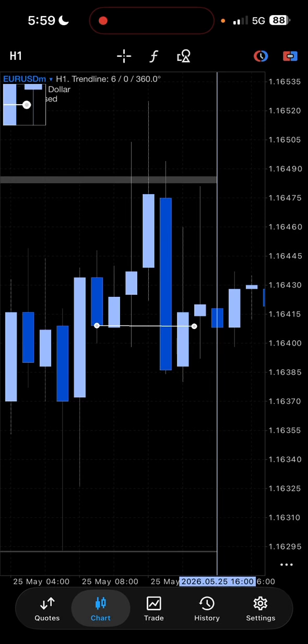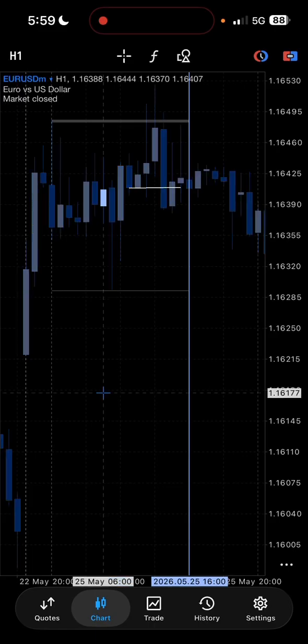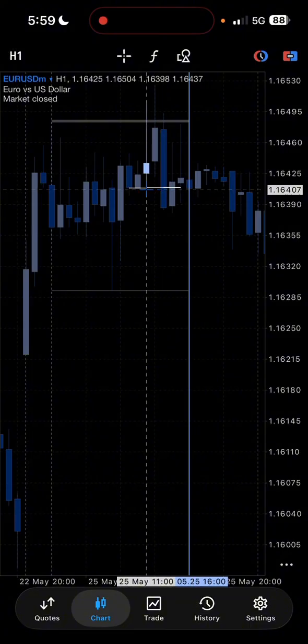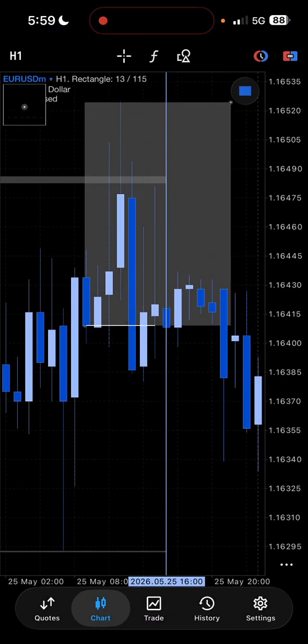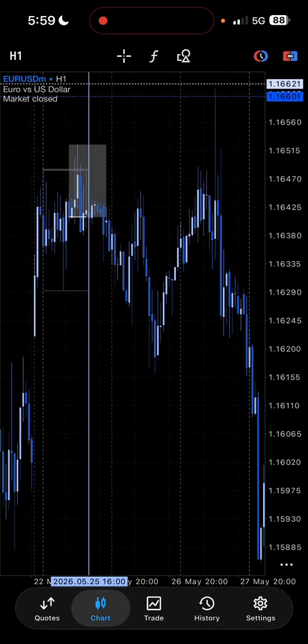So after the sweep, you come down to your 1 hour time frame, look for a break of structure, which was right here. Then you take your entry at the break of structure, and you can target 1:2.